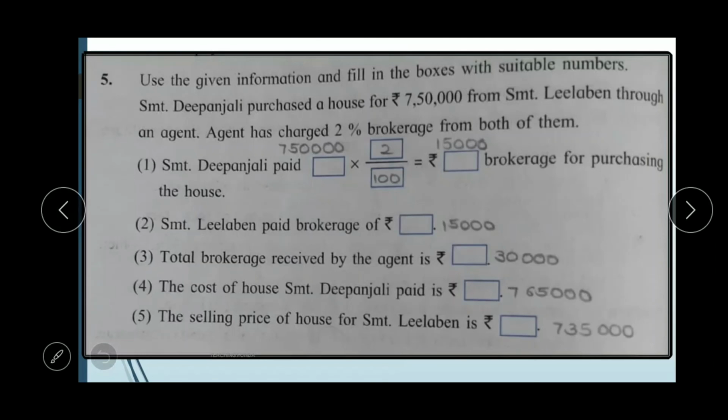Fifth question. The selling price of the house of Smt. Leelaben is rupees how much? How much amount did she receive? She received actually 7,50,000, but out of that, the agent has charged 2% brokerage from both of them, so she also had to give 15,000 rupees to the agent. So actually she got 7,35,000 in her hand. How did I do this calculation? 7,50,000 minus 15,000, you will get the answer 7,35,000.